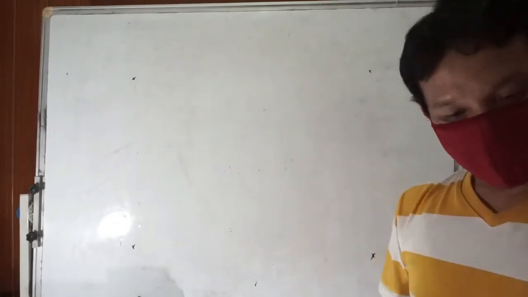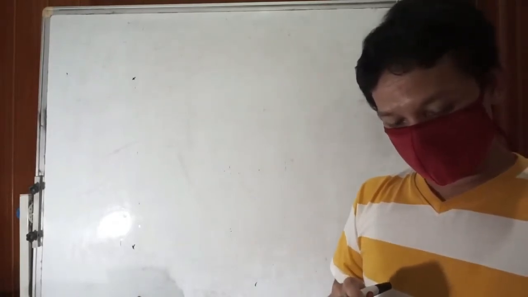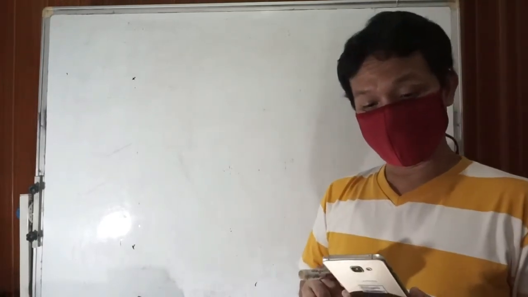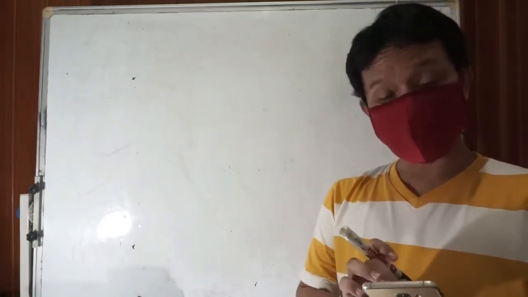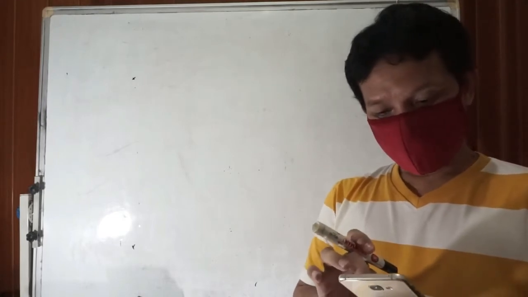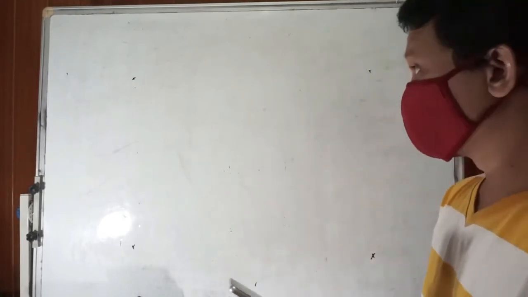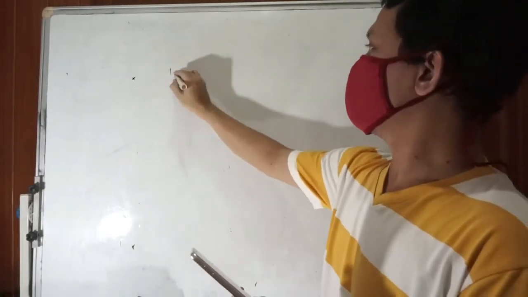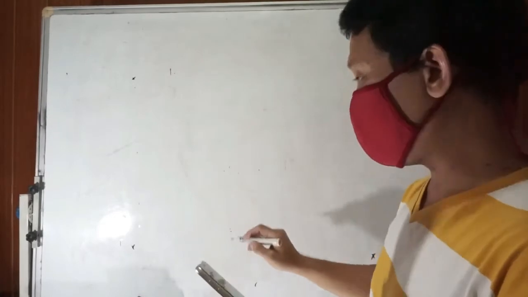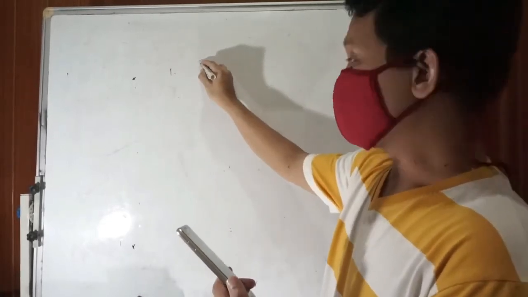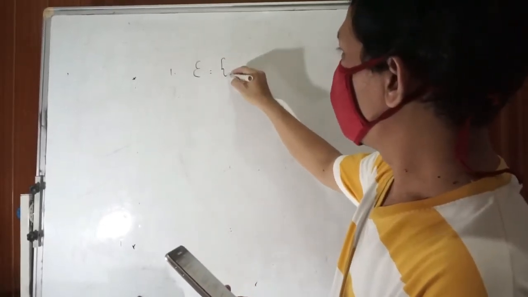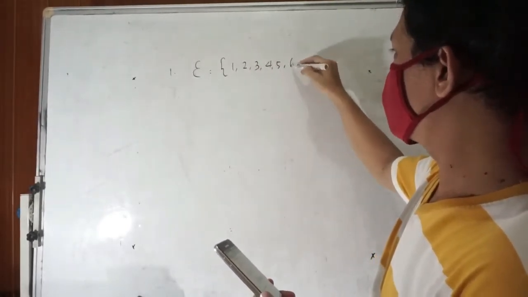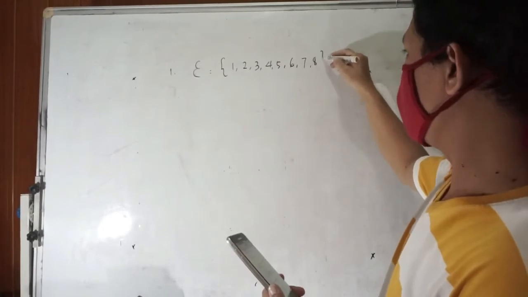Okay, hello everyone. Today I want to discuss and explain problem solving. The topic is about set. Okay, question number one. Let the universal set be 1 until 8: 1, 2, 3, 4, 5, 6, 7, and 8.